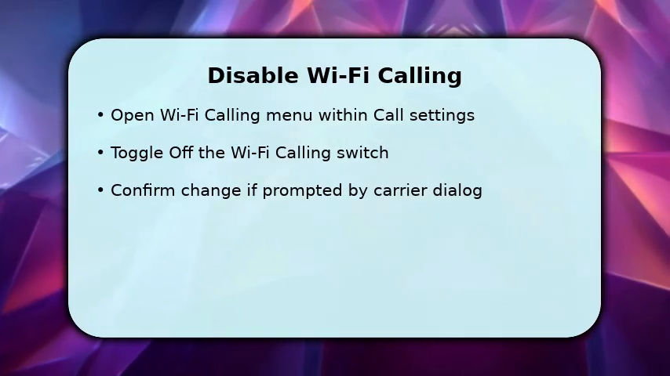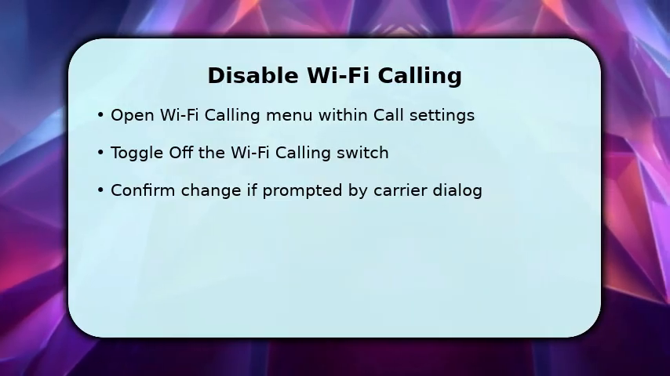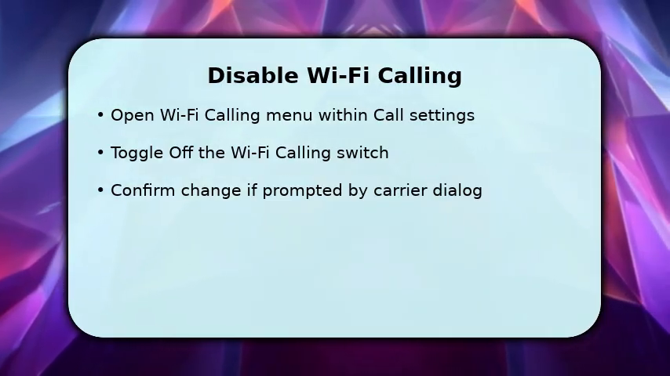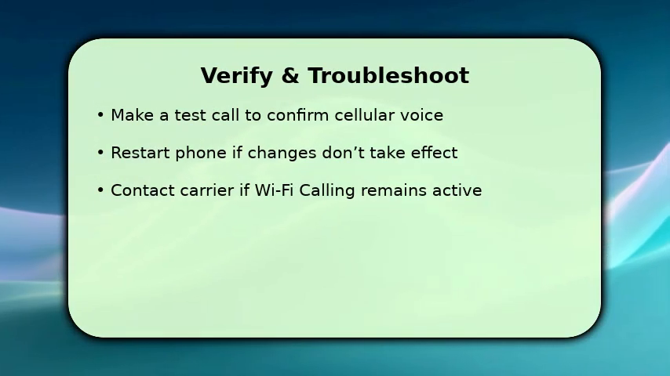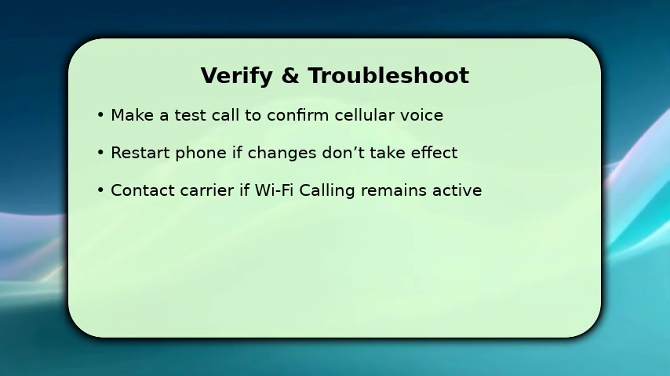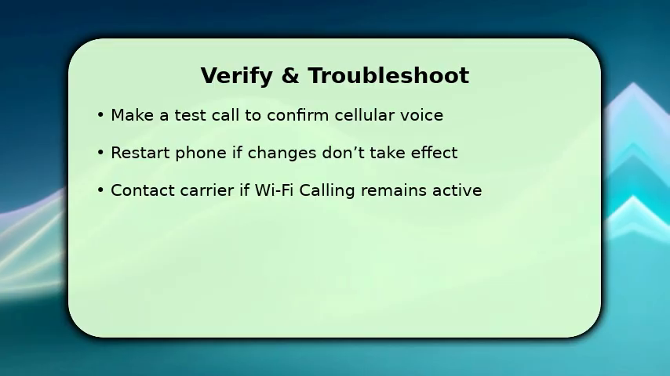Make sure Do Not Disturb or call forwarding isn't masking changed behavior. Finish by verifying. Place a quick test call and confirm it uses the cellular network, not Wi-Fi. If the setting didn't persist, restart the phone to force system services to reload. This resolves most caching issues.